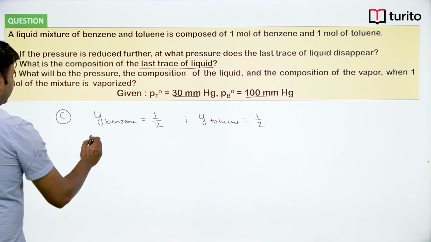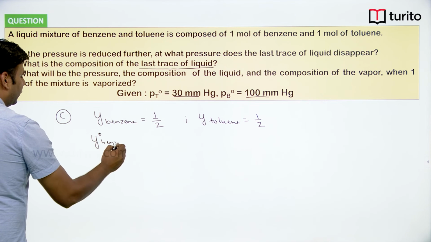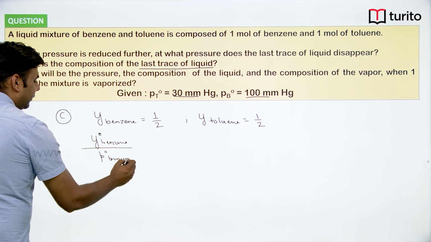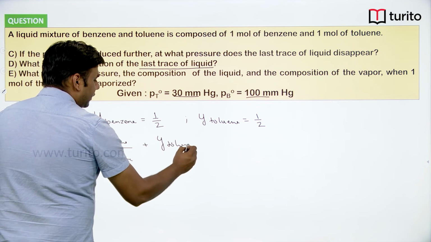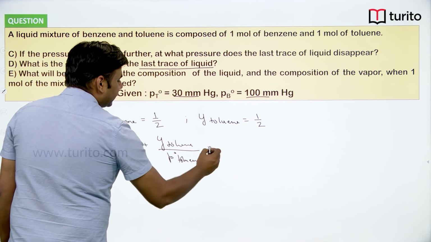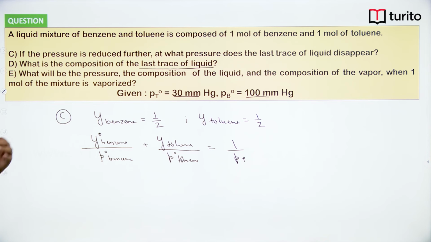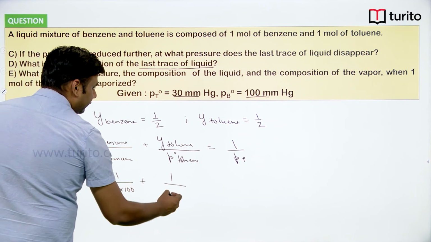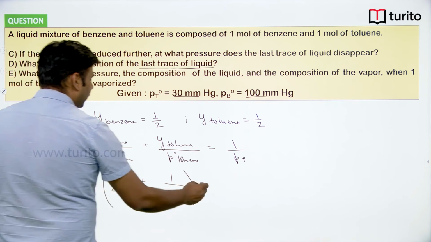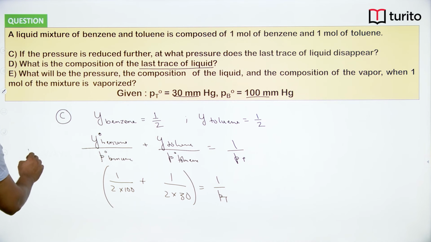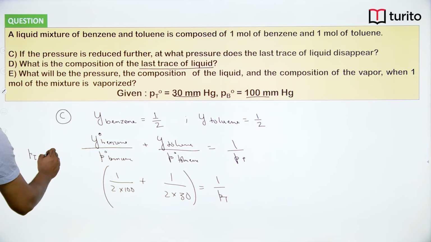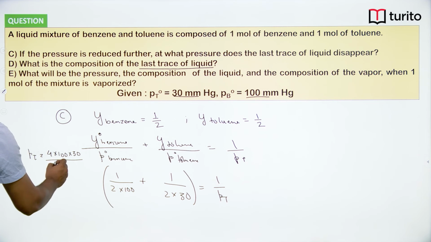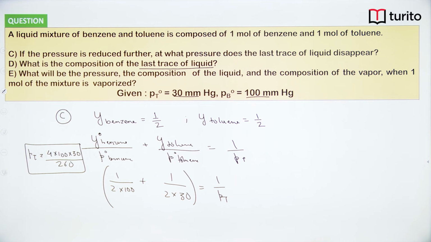So we know 1 upon P equals Y benzene upon P naught benzene plus Y toluene upon P naught toluene. We are just going to use the equation that relates total pressure, the vapor pressures and the mole fraction of vapors. So we'll just use the values: this is half, benzene is 100, this is also half, and this is 30. So we'll get the total pressure over here. I can write the total pressure as 4 into 100 into 30 divided by, if I just add them, 200 plus 60, so this would be 260. So this would be the total pressure at the dew point when all the liquid has started to disappear.